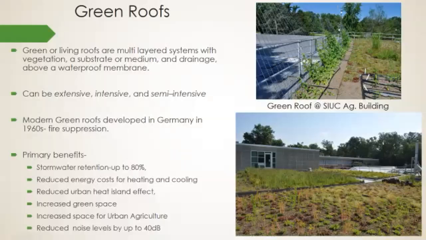Also, another health benefit, public health benefit, is the reduced noise levels. So noise pollution in cities is another health concern, and greening vegetating roofs can reduce urban noise pollution by up to 40 decibels. So that's a big impact.